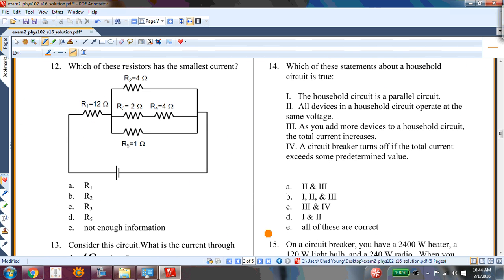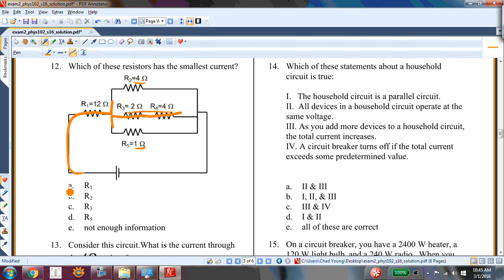Which of these resistors has the smallest current? Well, let's think about it. My current comes along, all of it goes through that one, and then it splits up 3 ways. The branch that has the least current will have the highest resistance. This has 4, this has 1, these two combined have 6. So these two will have the least current of all.